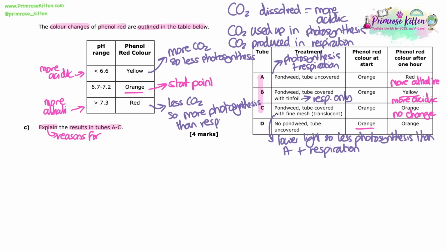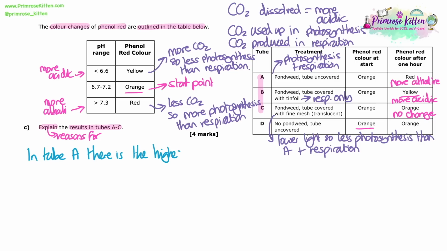So if you haven't guessed already, this question is about the relationship between carbon dioxide, respiration, and photosynthesis, and the rates and how they change. So when there's more carbon dioxide, less photosynthesis is happening compared to respiration, or the rate of photosynthesis is lower than the rate of respiration. When there's less carbon dioxide, more photosynthesis must be happening than respiration, or the rate of photosynthesis is greater than the rate of respiration. And this is the pattern that we're seeing, and this is the explanation for these colour changes.